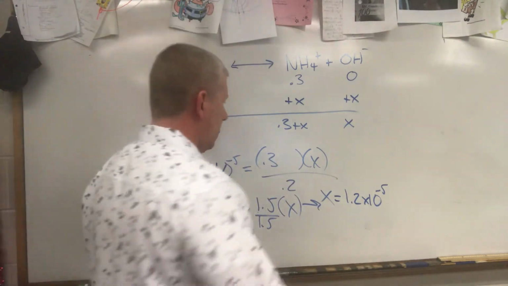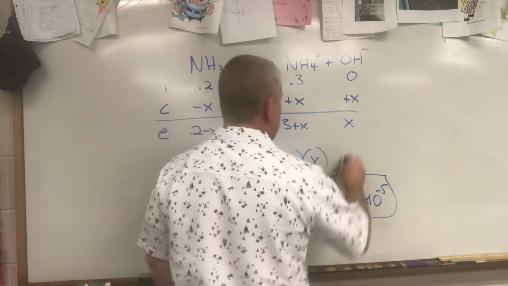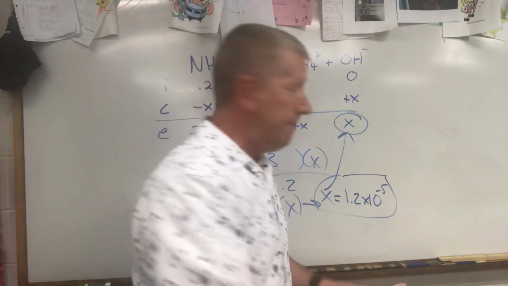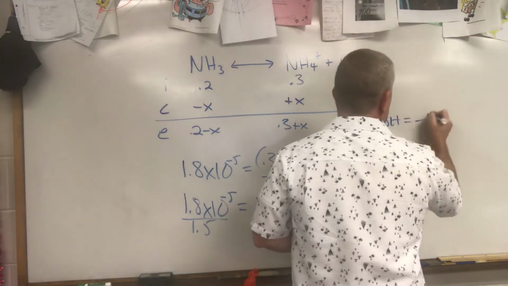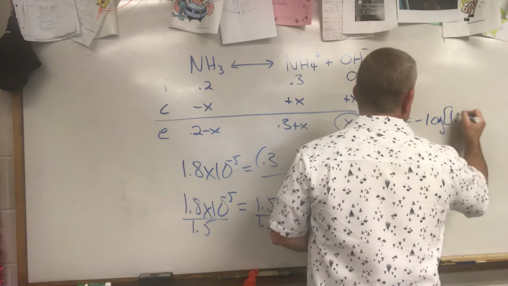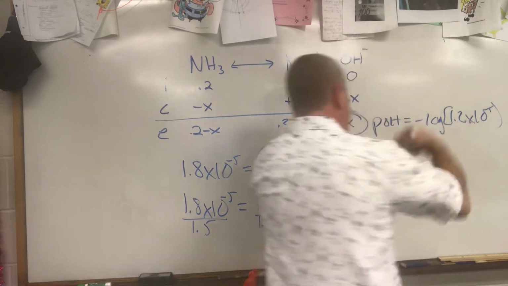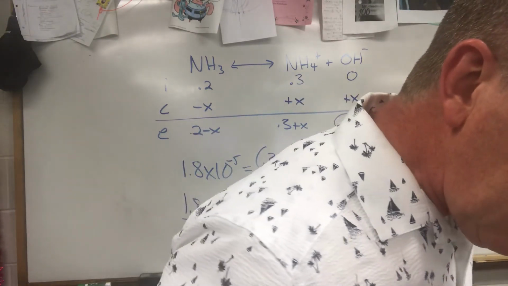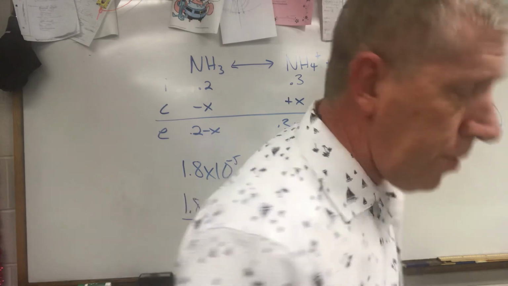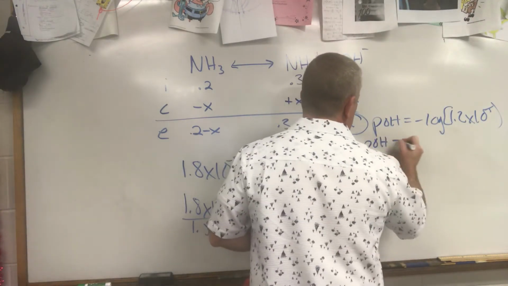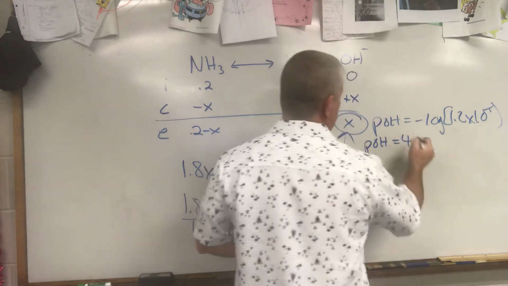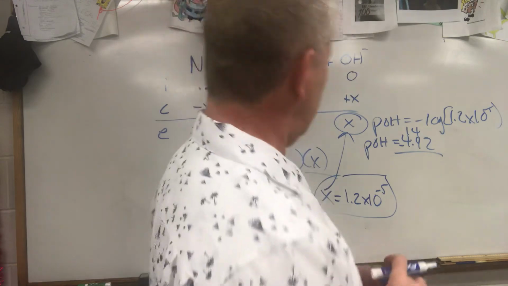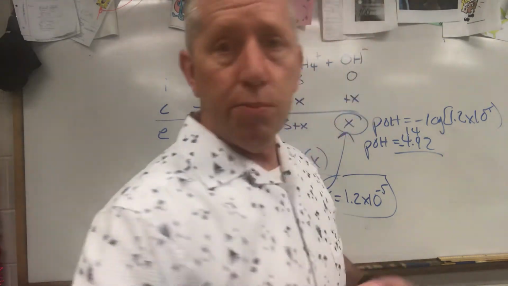Let's finish this. That is x, which is my OH. Put it into your pOH equation just like we did last time. So pOH equals negative log of 1.2 times 10 to the minus 5. Logify that, you come out with a pOH of 4.92. Subtract that from 14, and you come out with a value of 9.08. Yeah, 9.08 is your pH.